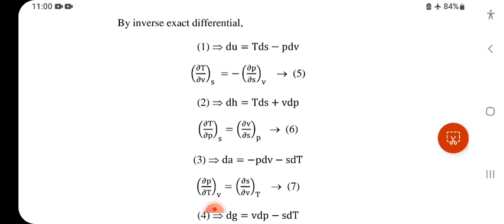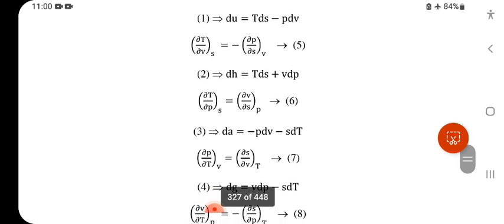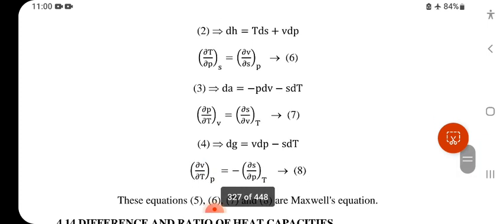And we go for the third equation, dA equal to minus PdV minus SdT. We go for the seventh equation: dou P divided by dou T in terms of V equal to dou S divided by dou V in terms of T. We go for the fourth equation, called the eighth one, dG equal to VdP minus SdT. So, the third equation is the Helmholtz function and the fourth equation is the Gibbs function. Here it becomes dou V divided by dou T in terms of P equal to minus dou S divided by dou P in terms of T.